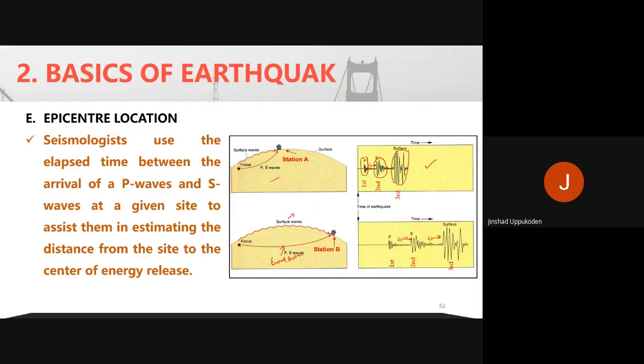Any more? Sir, by velocity we will distinguish between P waves and S waves. Not by velocity.